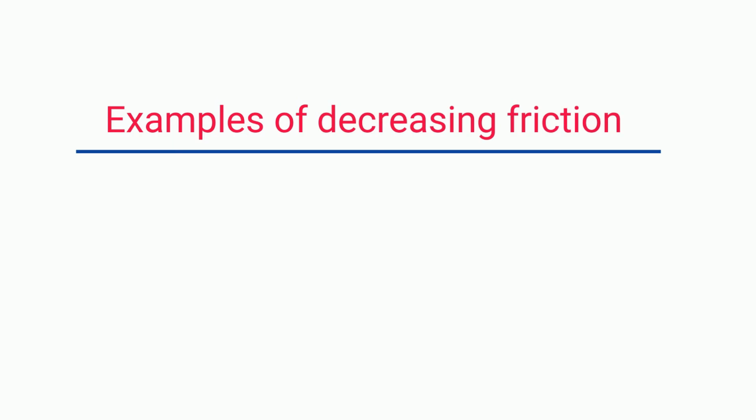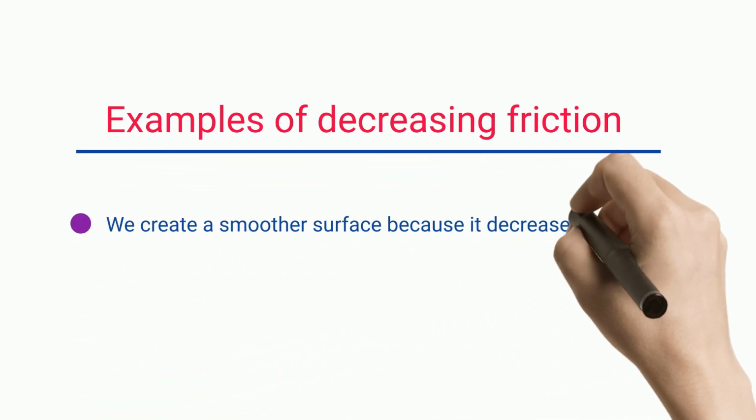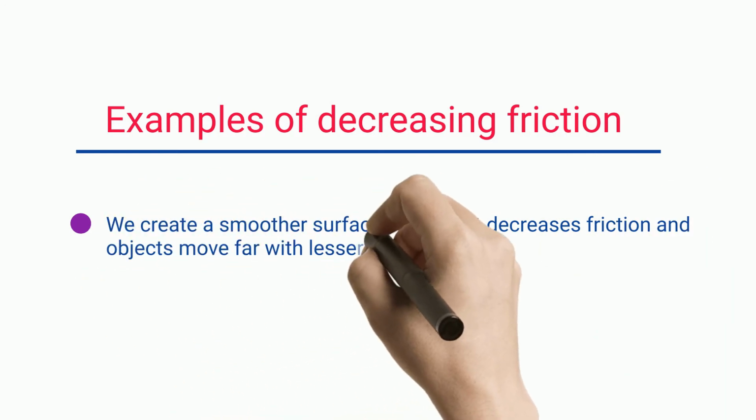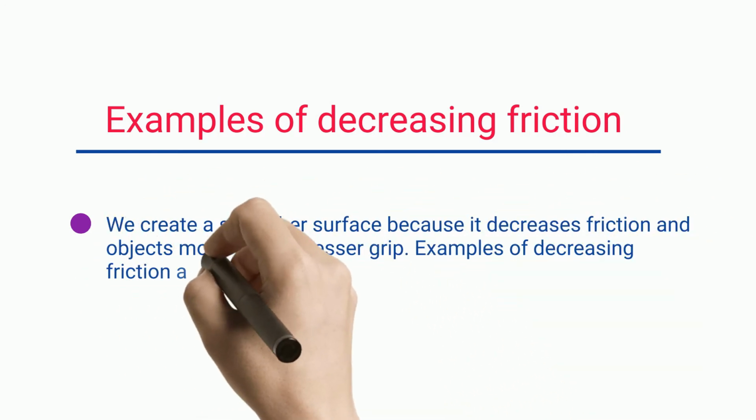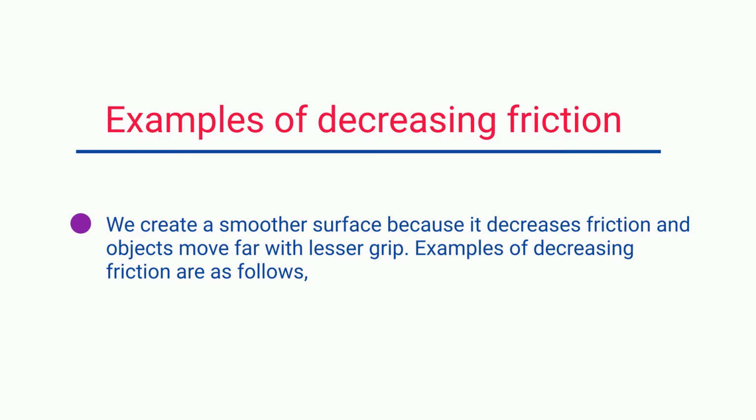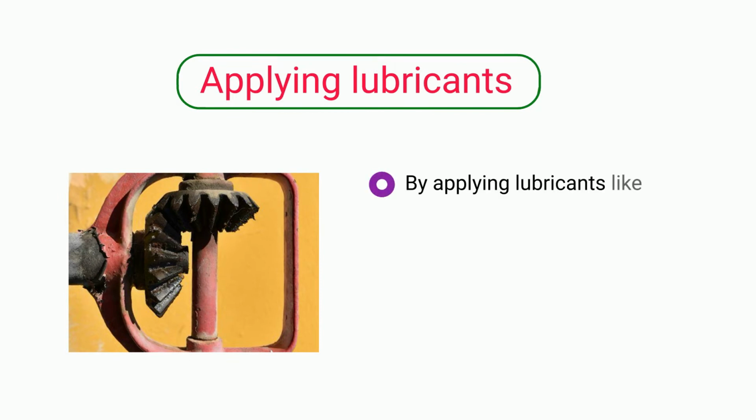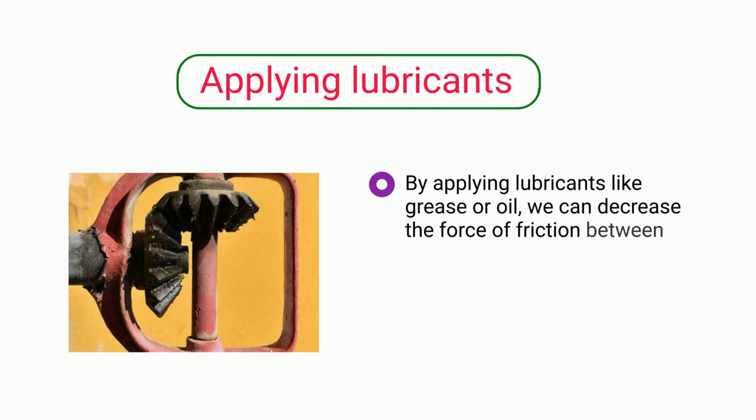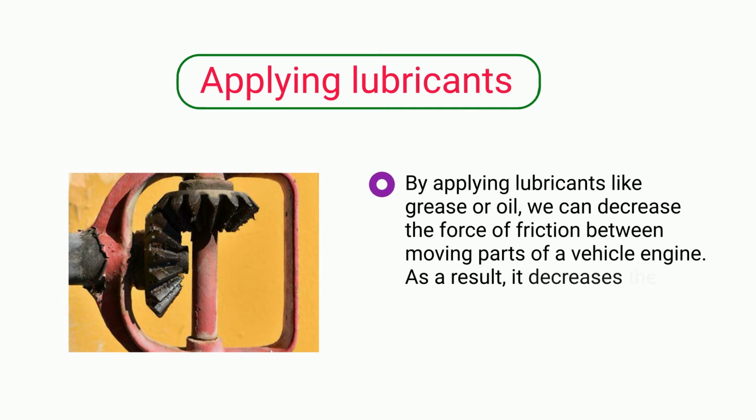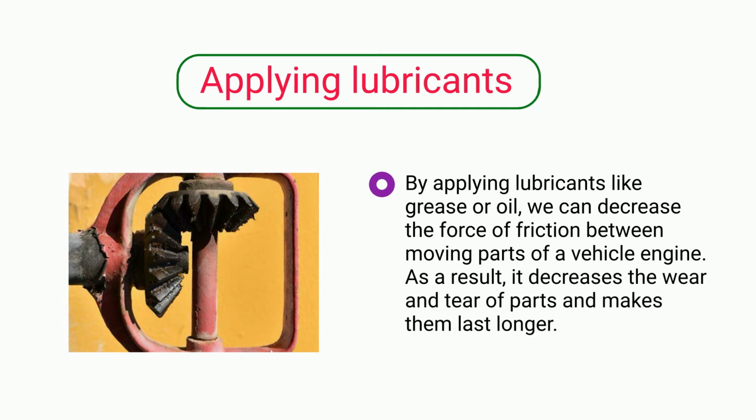Examples of decreasing friction. We create a smoother surface because it decreases friction and objects move far with lesser grip. Examples of decreasing friction are as follows. Applying lubricants. By applying lubricants like grease or oil, we can decrease the force of friction between moving parts of a vehicle engine. As a result, it decreases the wear and tear of parts and makes them last longer.